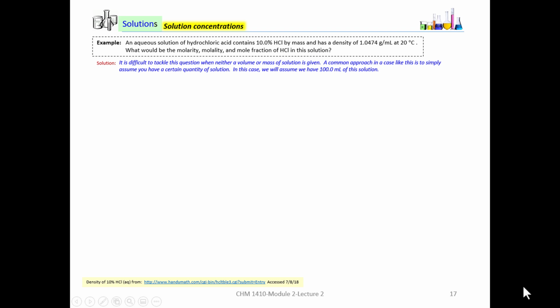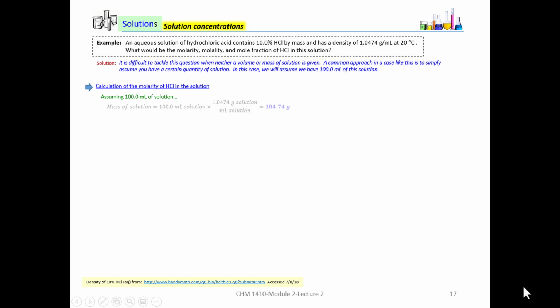A common approach in this case is to simply assume you have a certain quantity of solution. So in this case, we will assume we have 100 milliliters of this solution. So let's see if we can calculate the molarity of HCl. Well, what we're going to try to do in a roundabout way is figure out how many moles of HCl we have in this assumed 100 milliliters of solution.